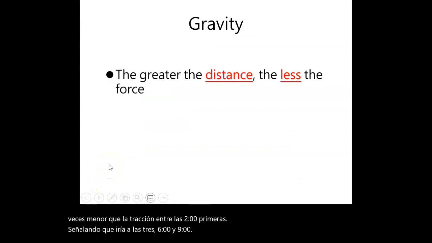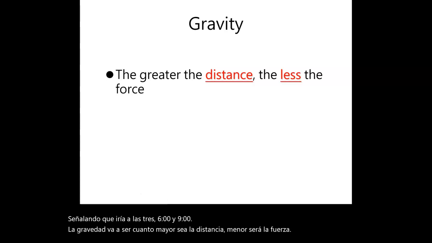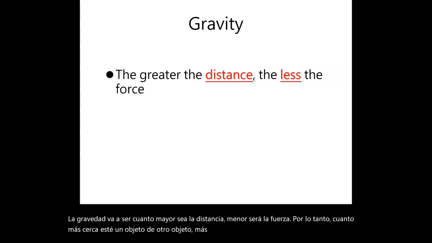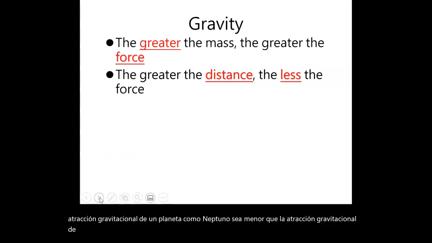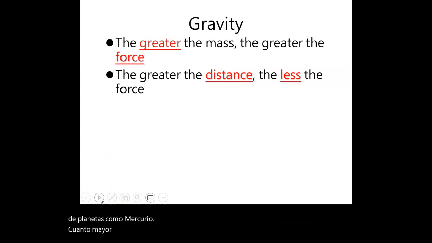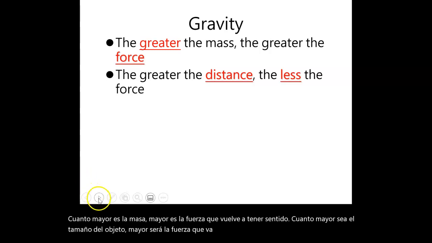Gravity is going to be: the greater the distance, the less the force. So the closer an object is to another object, the stronger the gravitational pull will be. Hence why the gravitational pull of a planet such as Neptune would be less than the gravitational pull of a planet such as Mercury. The greater the mass, the greater the force. Again, makes sense. The greater the object is in size, the greater the force that it's going to have behind it or upon it.